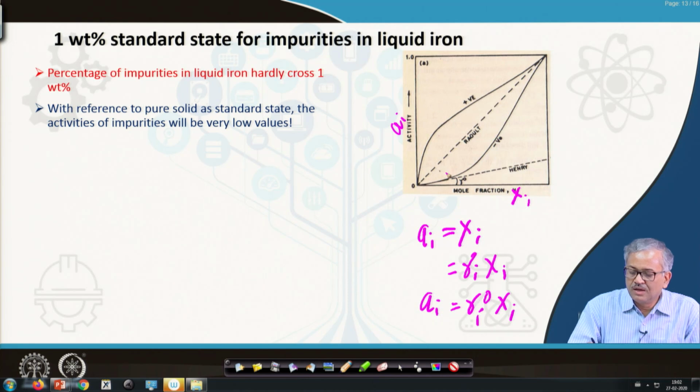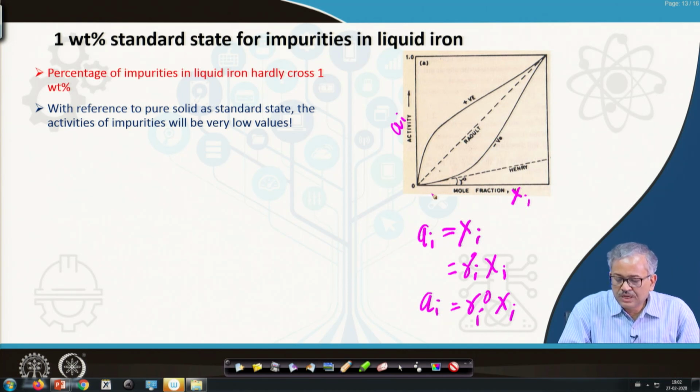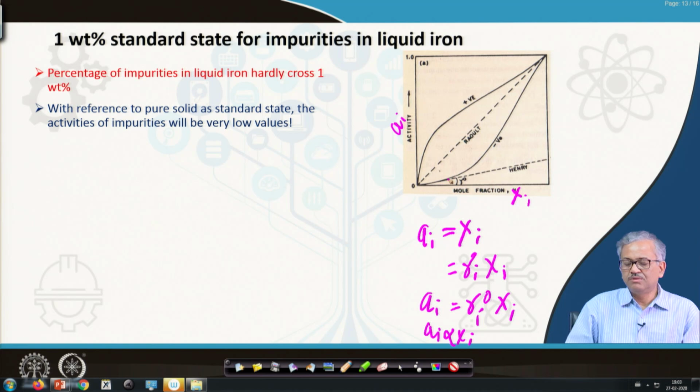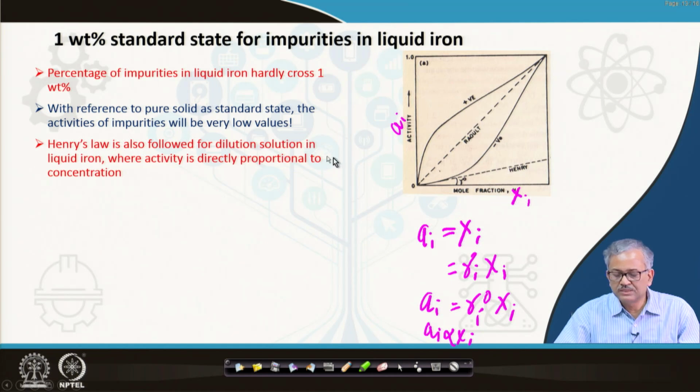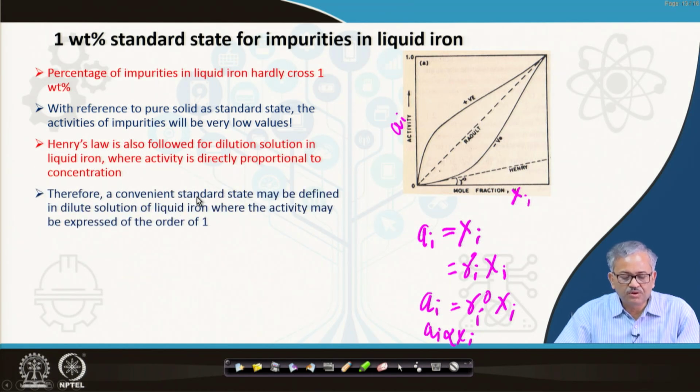Now, for a dilute solution, I can define another standard state, because the linear relationship is there. Here you can find the activity is directly proportional to xi in this range. So, I can define another standard state. Henry's law is followed, as I said, and therefore a convenient standard state may be defined in a dilute solution, right.